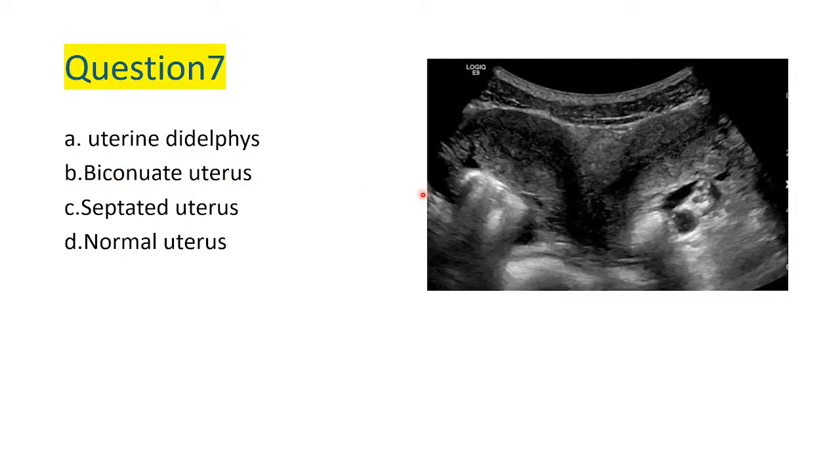Bicornuate uterus? No, this is not a bicornuate uterus because there are two distinctive uteruses. So I've discussed in the other presentation, where I was talking about the congenital anomalies of the uterus, so go through that so you can see the distinction between these congenital malformations of the uterus. So it's not a septate uterus. Again, there's no septum dividing the two. They are actually very distinctive uteruses. So it's not a normal uterus again.